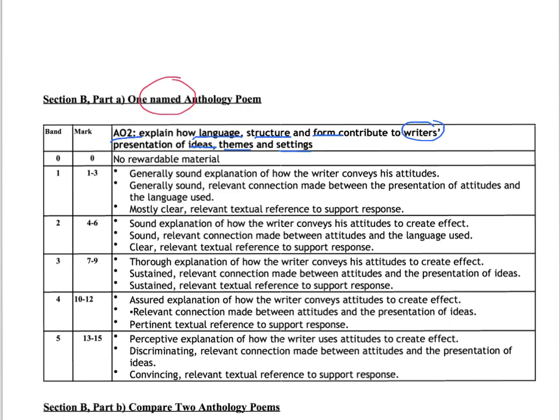So having a look into the skills, because as we know, the skills that are applicable for band 5 are also applicable for band 1. It's just the difference in which you approach those particular skills. So the skills that you'll be looking at are how the writer conveys their attitude to create a certain effect.